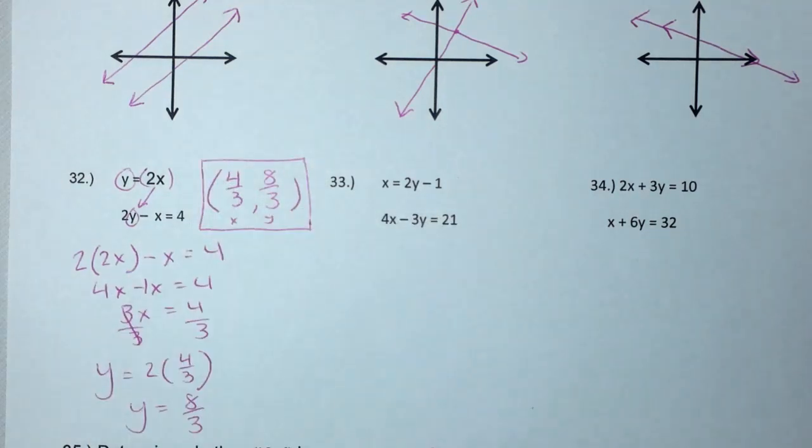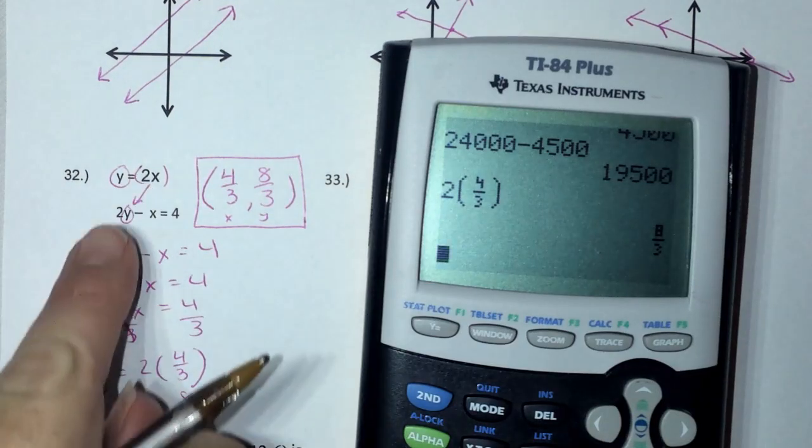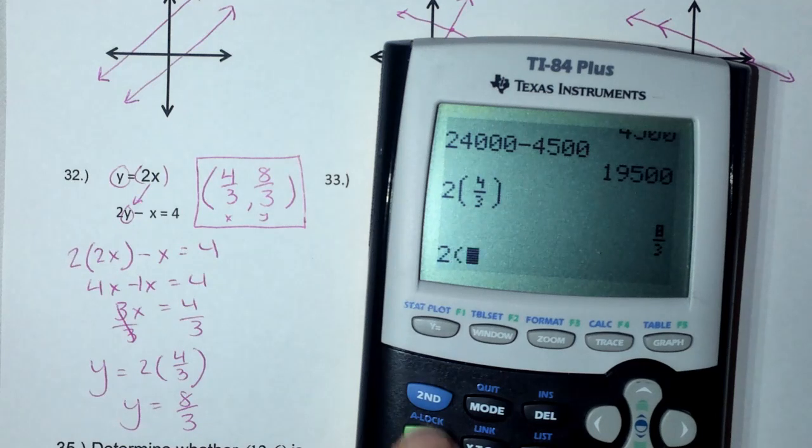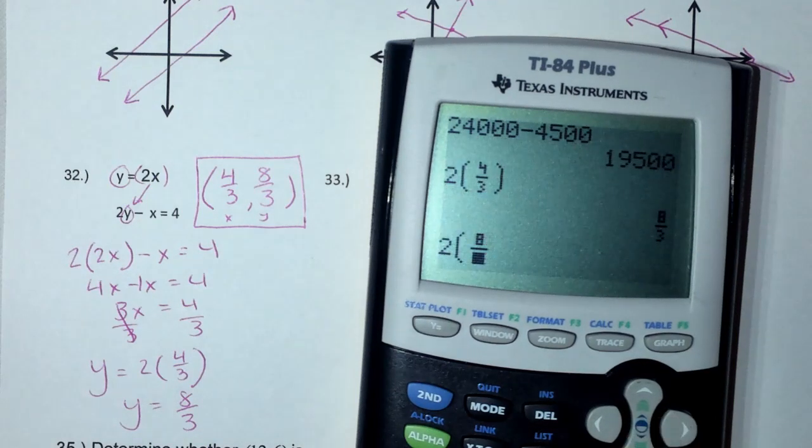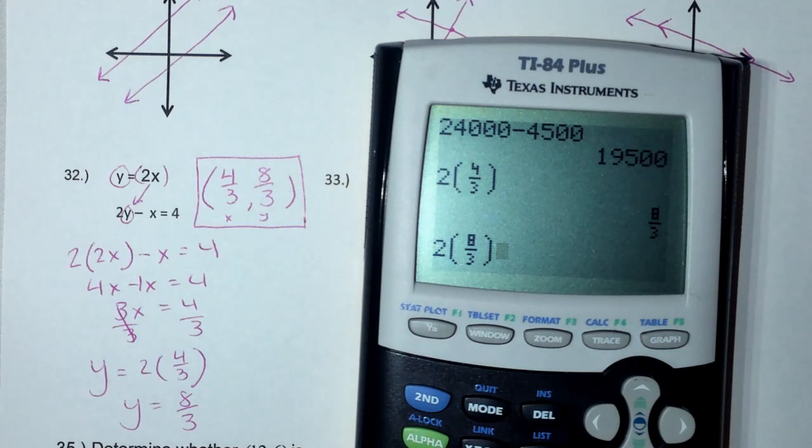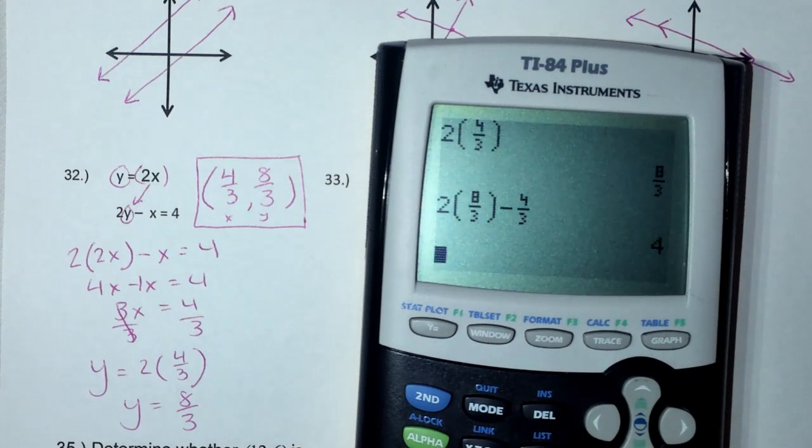And we could double check our work. We already know it works for that one because we just plugged it in, so let's try this one. So 2 times my y, which is 8/3, minus my x, which is 4/3, should equal 4, and it worked.